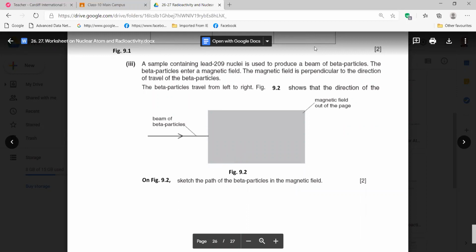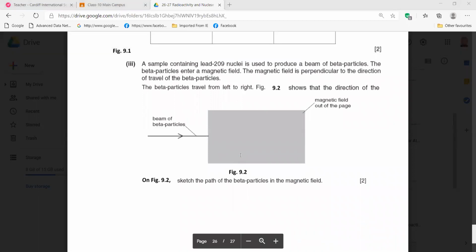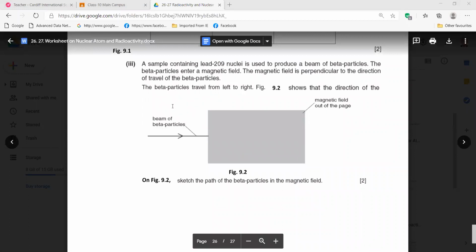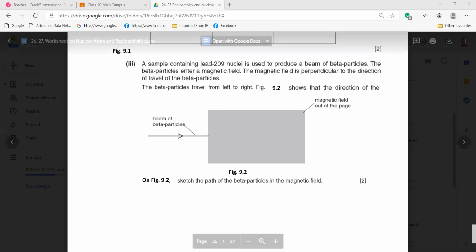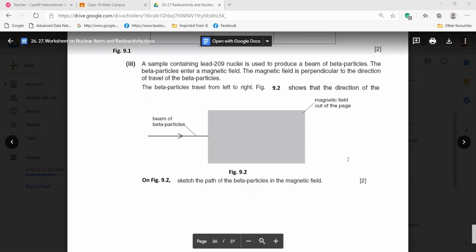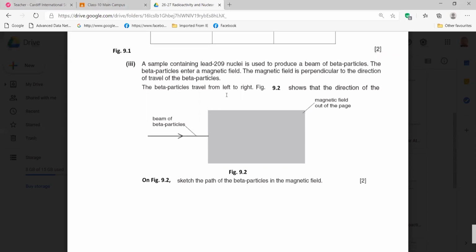Your direction is correct, and you should focus here that you have 2 marks. The line should not be straight, it should not be straight. It will start curving from the beginning. When it enters the magnetic field, it should start curving. Then you will get the second mark. The first mark is only for showing the direction upwards, and the second mark is for showing the bending from the beginning.